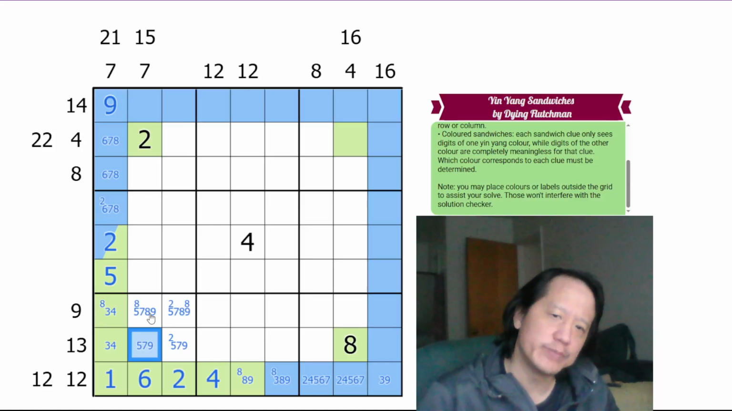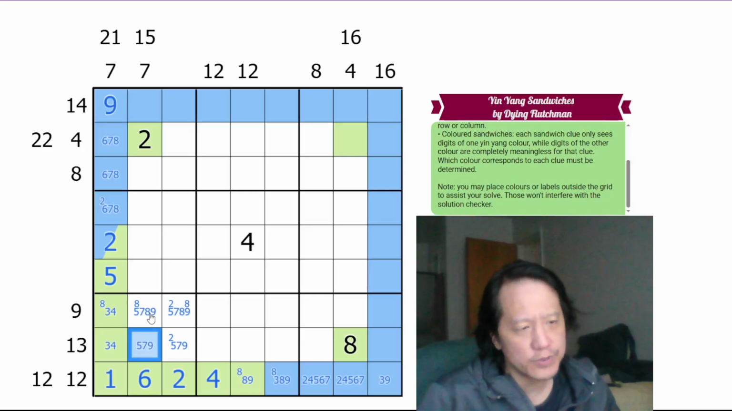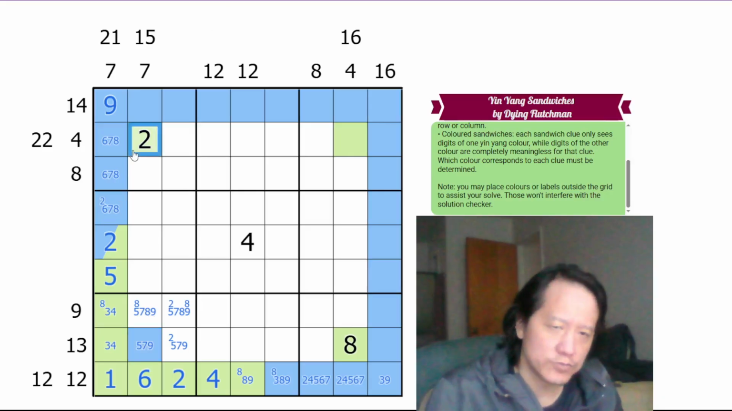1 and 9 can never be part of sums. That's interesting. Obviously, any digits from 2 through 8 could potentially be. 2 again cannot be an extra here.